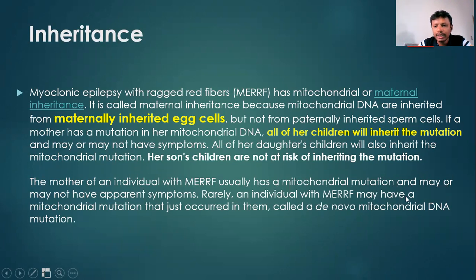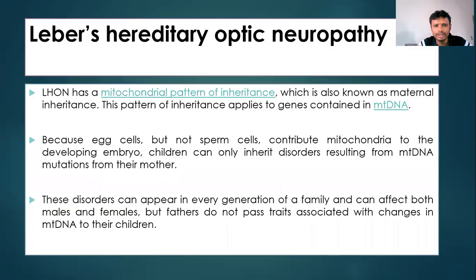Rarely, an individual with MERRF can get mutations during their lifetime, and that is called a de novo mitochondrial DNA mutation. Even in our case, sometimes the mutations may occur spontaneously, and those are not inherited. They are called mitochondrial de novo mutations. Is it clear? So this is one example which we have to be very thorough with respect to mitochondrial mutations in human beings.